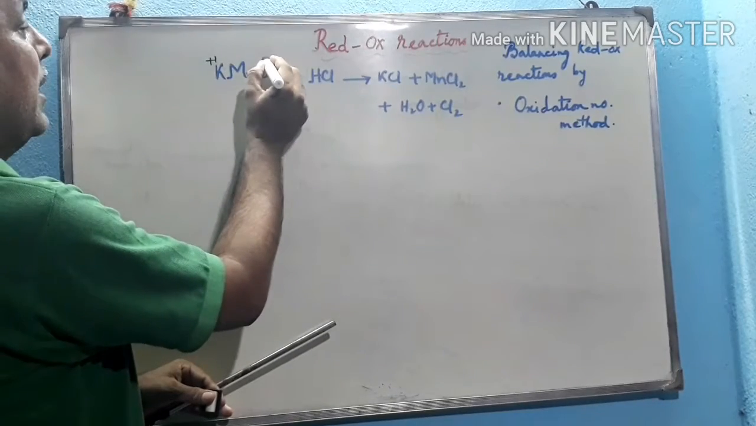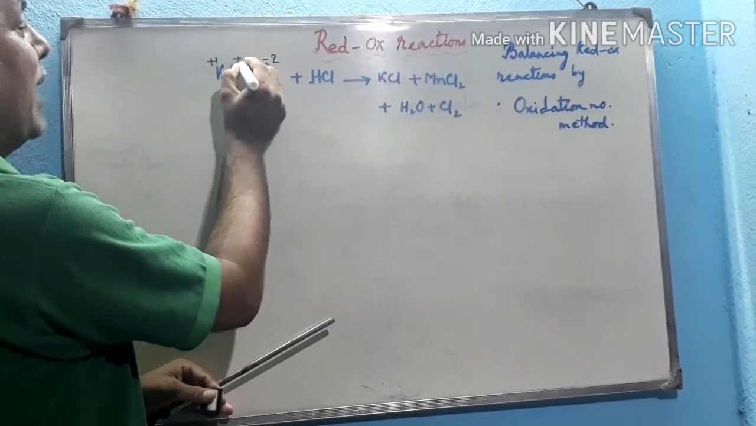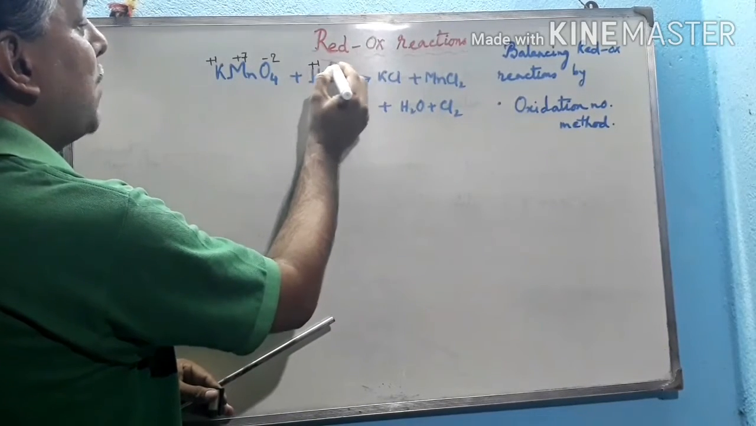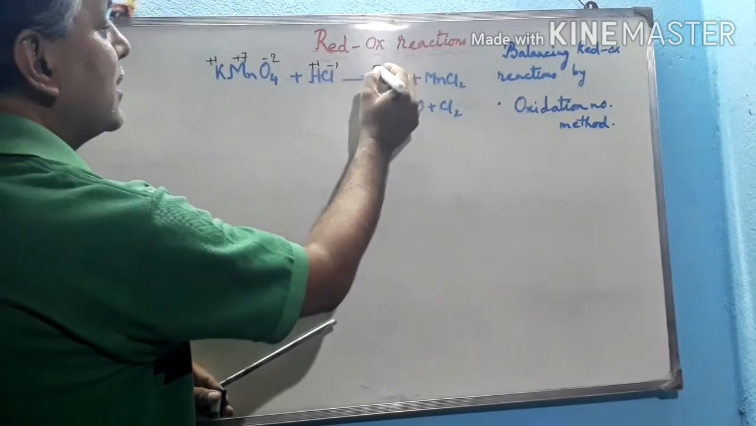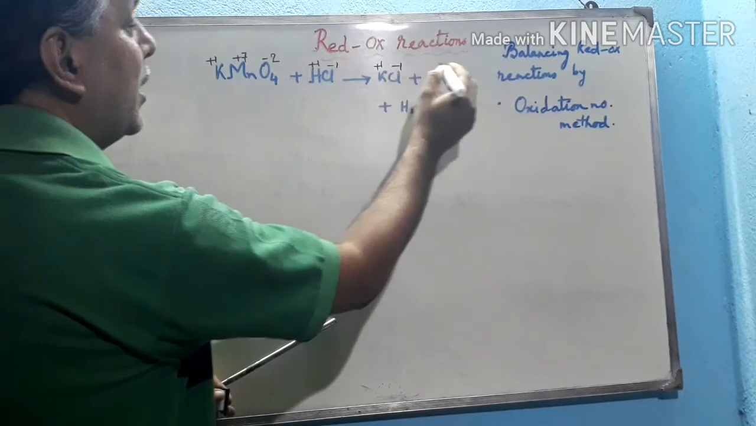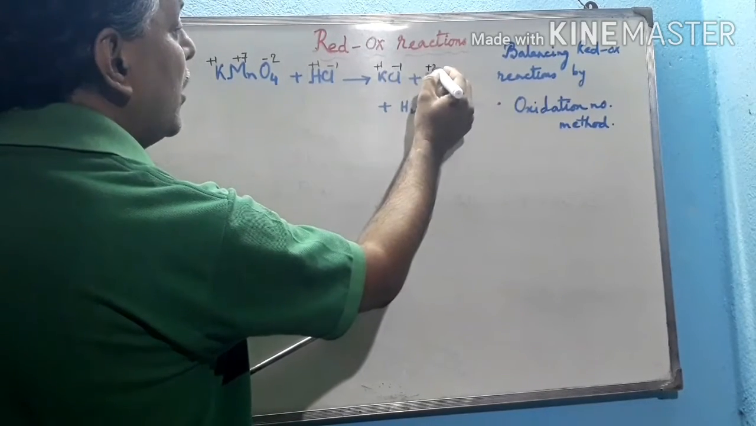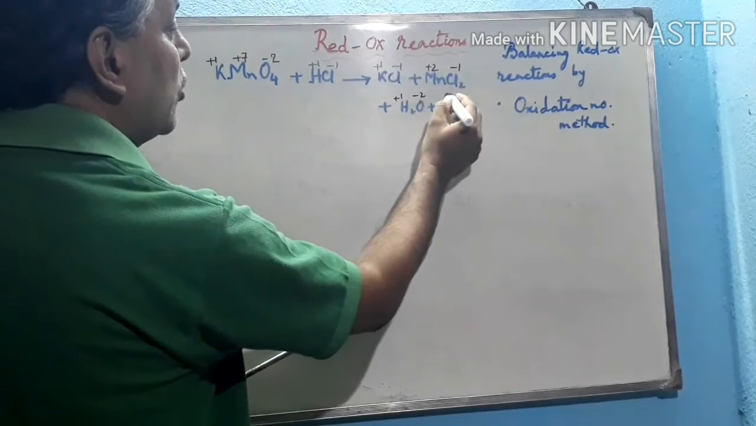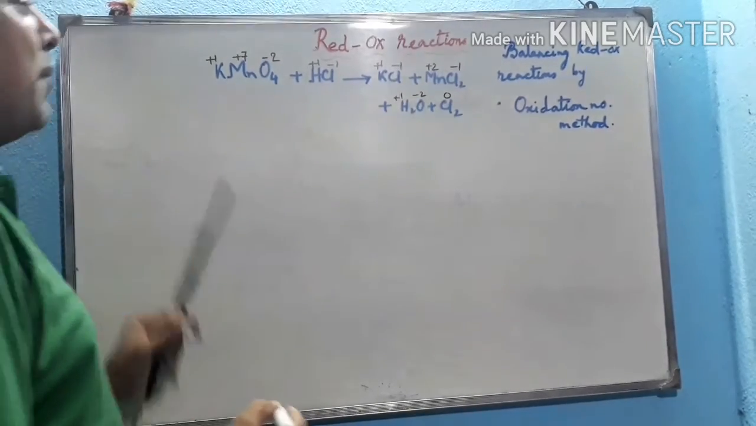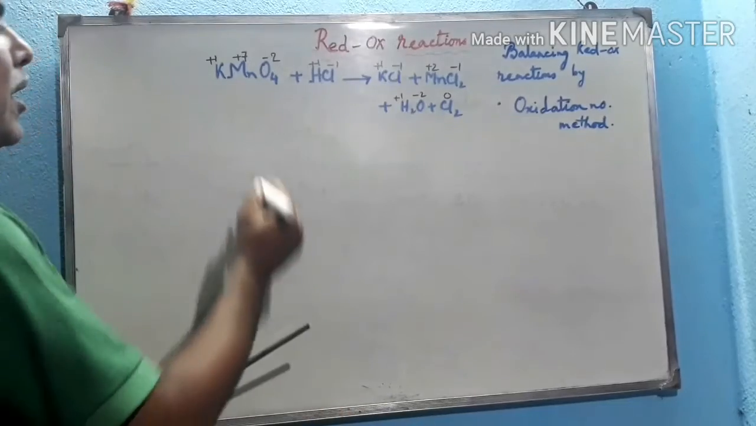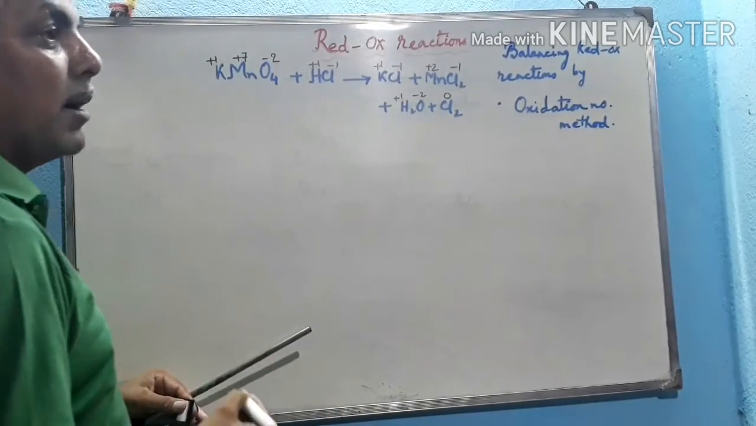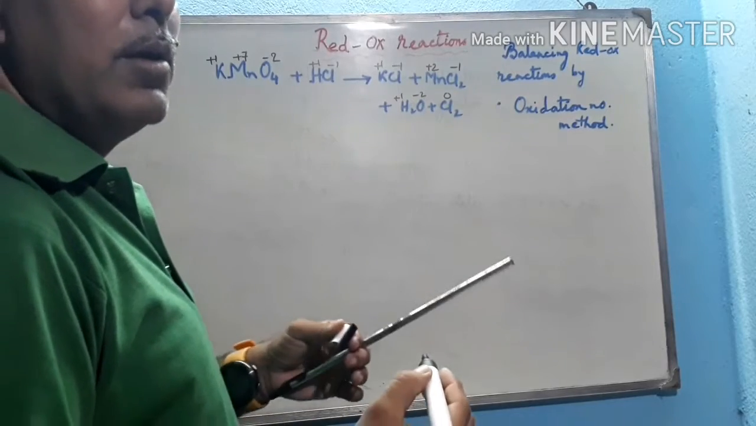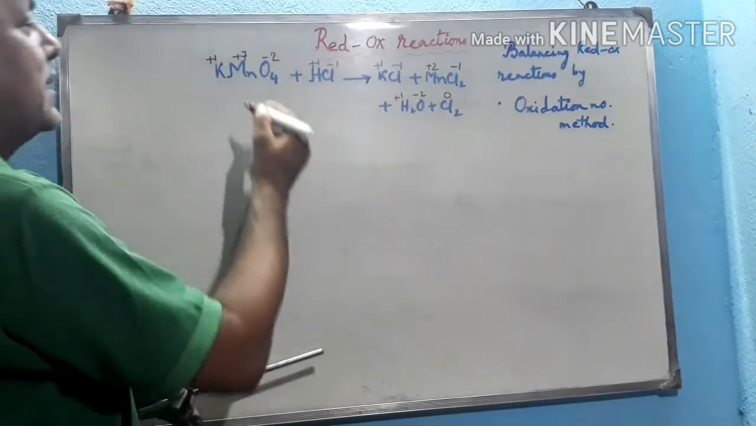This is +1, this is -2, and if we calculate the oxidation number of manganese, that is +7, hydrogen is +1, chlorine is -1, potassium is +1, chlorine is -1, manganese is +2 and chlorine is -1, hydrogen is +1, oxygen is -2, chlorine is 0. Now among these oxidation numbers we have to find out which species gets reduced, that is decreases, or which species gets oxidized, that means increases.